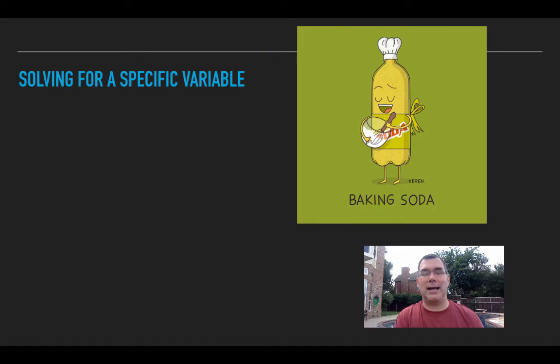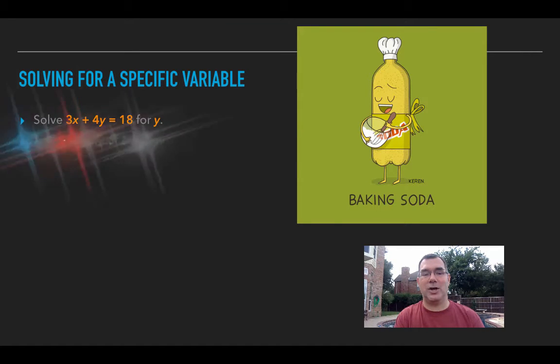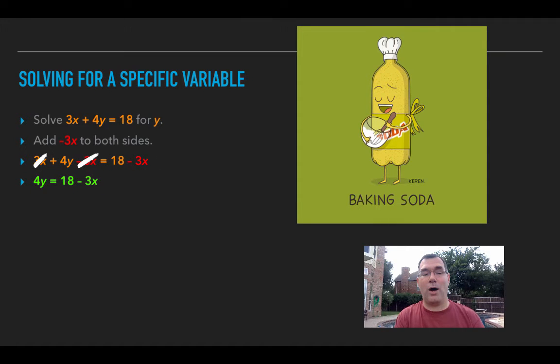So let's say we have an equation and we want to solve for a specific variable. Let's say we have 3x plus 4y equals 18, and I want to solve that for y. What that means is I want to rearrange things so that y is by itself on one side of the equation and everything else is on the other side. So since 4y is on the same side as 3x, that means I need to subtract 3x from both sides. And what that gives me is 4y equals 18 minus 3x.